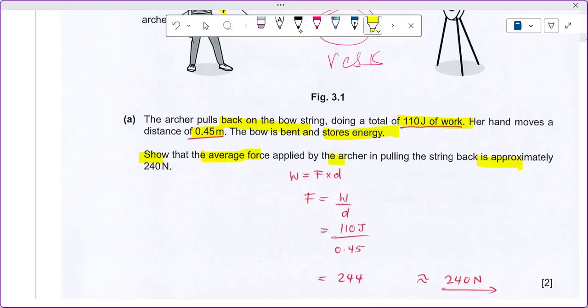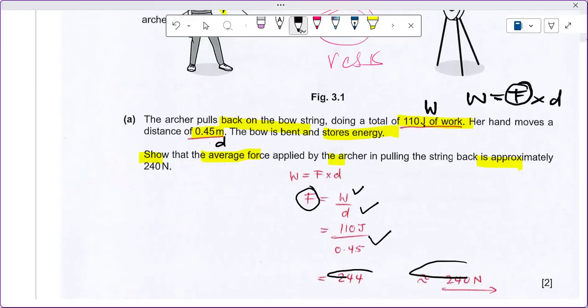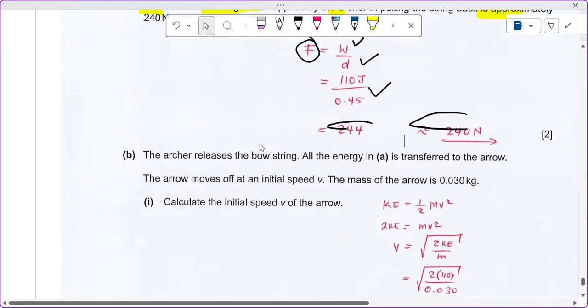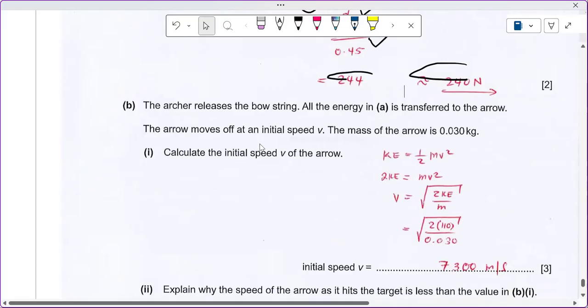Oh, which means they want me to find the force. So I make the force the subject of the formula, which will become the work done divided by the distance. I check my units: joules, not kilojoules, good. I have my distance, good, meters. I divide and I end up with 244, which I then round off to two significant figures to be 240. Very, very important to do things like this.